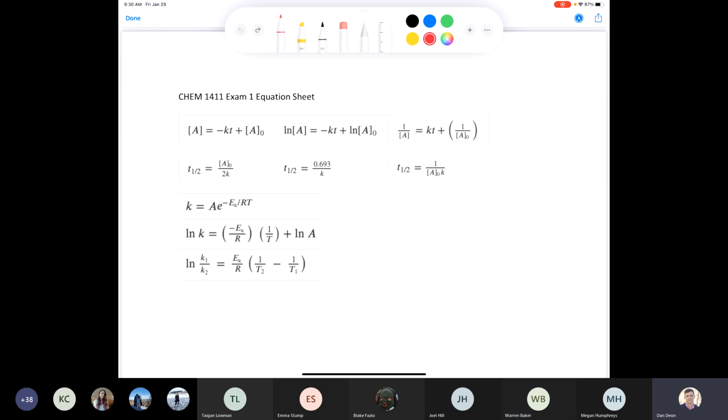Capiche? Give me a thumbs up if you're like, I like the equation sheet. I will be using it during the exam. Okay? All right, good. There we go.